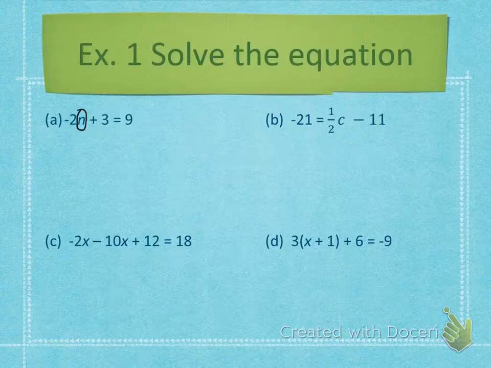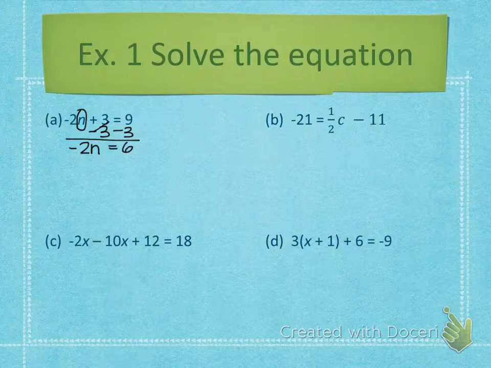Which one do we move second? Okay, but according to our sentence, we're supposed to add or subtract first. So which number are we going to move? 3. How are we going to move it? We're going to subtract 3 from both sides. Awesome. So we bring down what we have not used, and negative 2n equals 6.